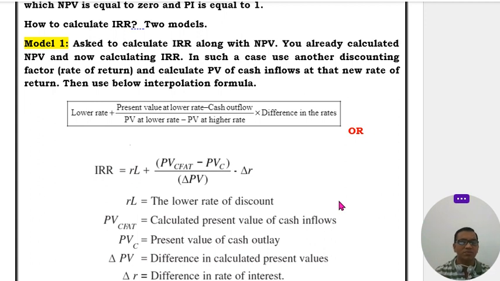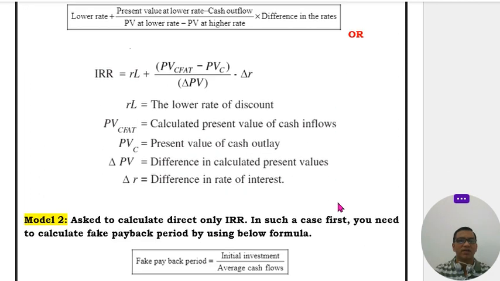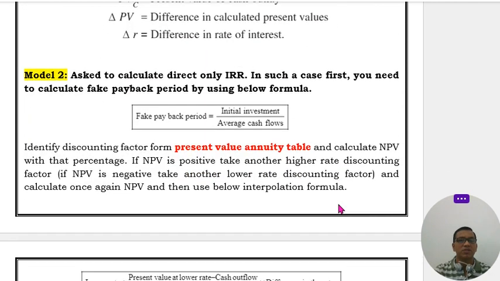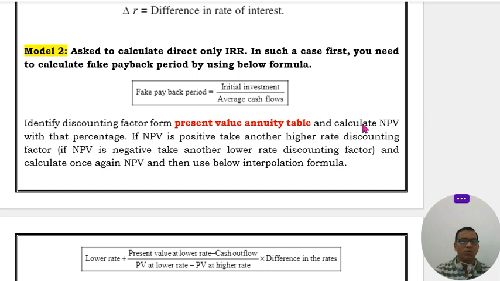This is one model. Another model of IRR is, there is no calculation of NPV in the question. Directly they will ask you to calculate IRR. Some of the practical questions, they will ask you to calculate IRR with NPV, that is model 1. But here they ask you directly to calculate IRR, internal rate of return, and there is no information about any rate of return or discount factor. So in such a case, how to calculate IRR?